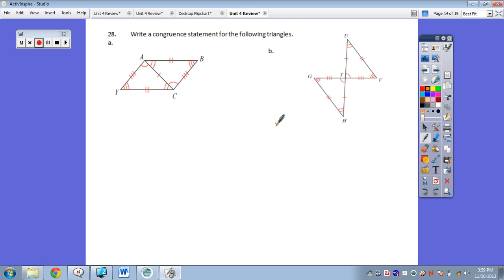Page 7 of the review. Starting with 28, write a congruent statement for the following triangles. A congruent statement says triangle such and such is congruent to another triangle. So here we're looking at these two.